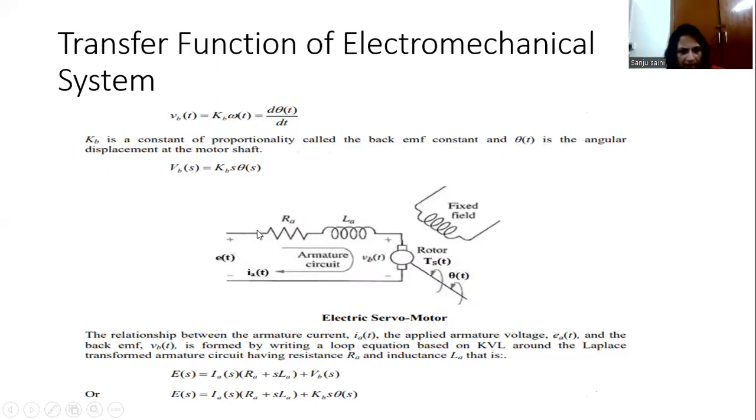Then we apply Kirchhoff's voltage law to this loop. We get E(s) is equal to Ra Ia(s) plus s La Ia(s) plus Vb(s). Then we substitute the value of Vb(s) from here into this equation. So we get the equation that is written over here after making the substitution.